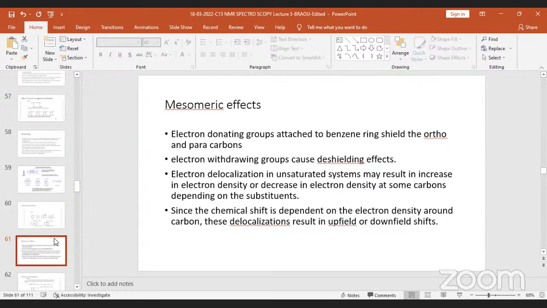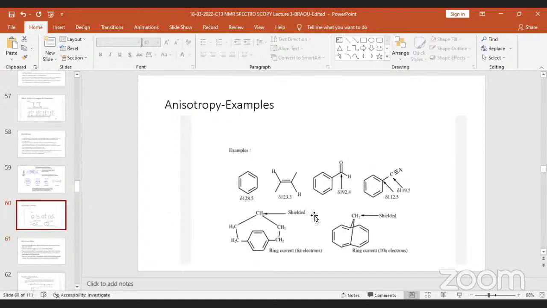aromatic carbons experience downfield shift, and the carbons which happen to be above or below the benzene ring, as in this case, paracyclophanes, like this. If it is falling just above the ring current, the aromatic ring, therefore it is shielded. This also is just above the ring current, it is also shielded. So this is the anisotropic effect, similar to your proton NMR.